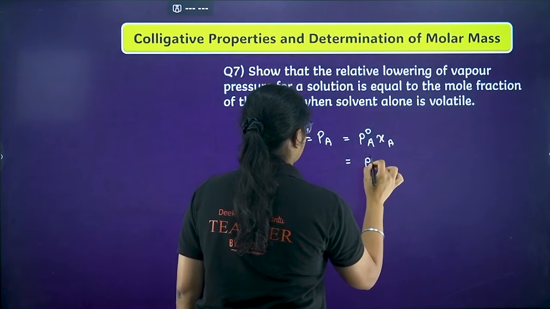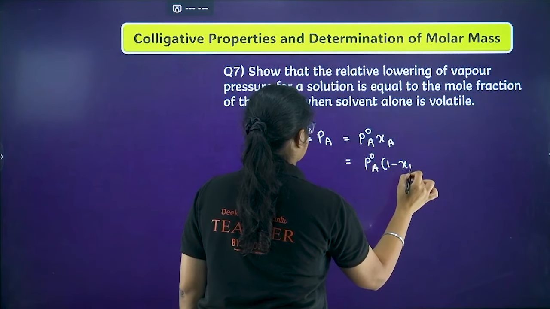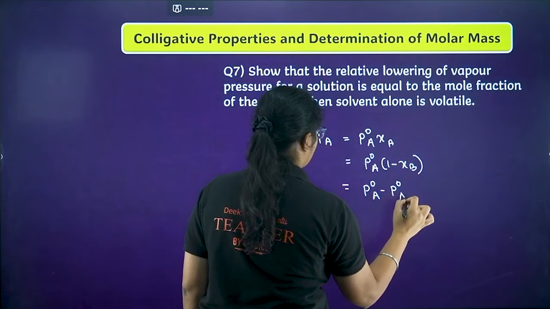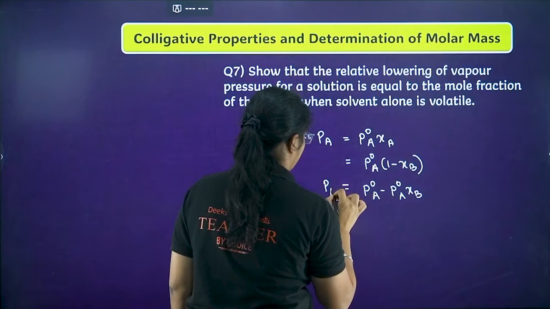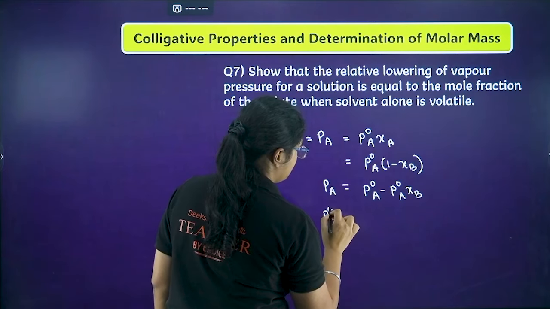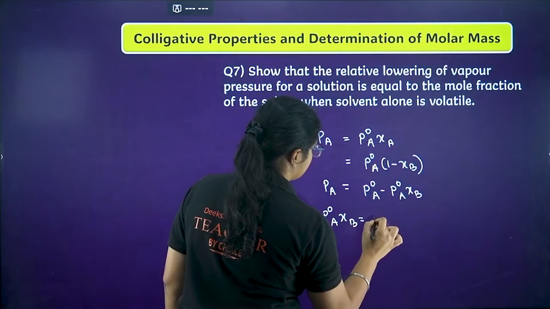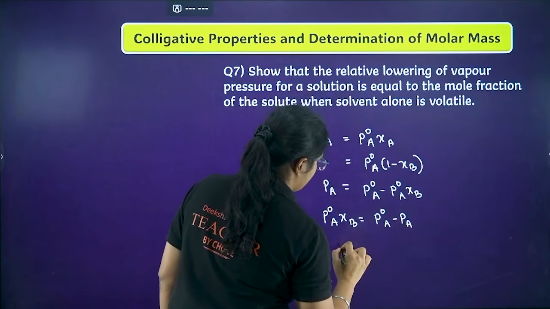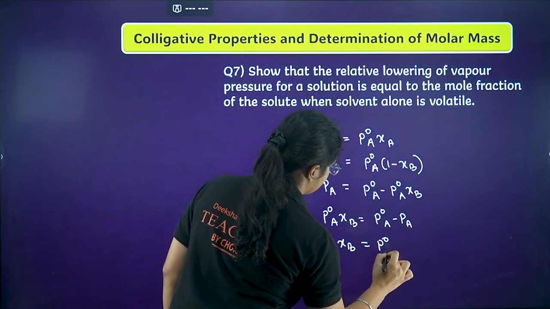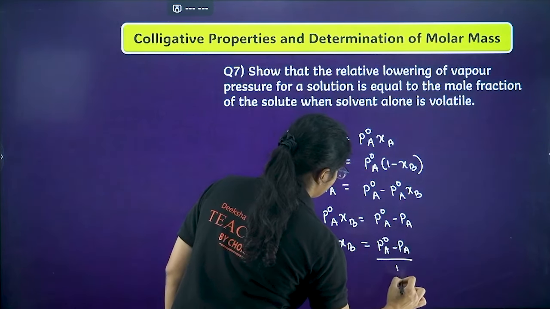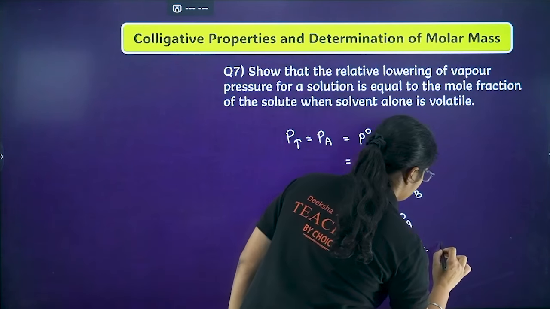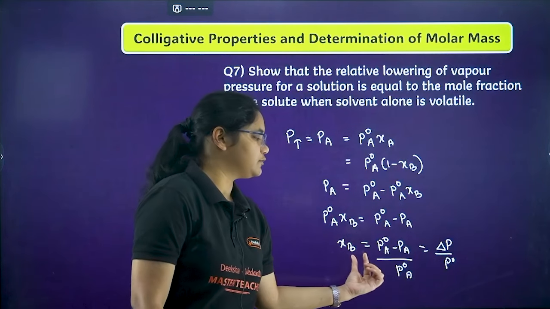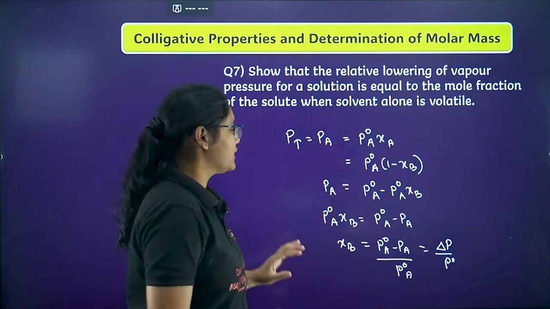And how can I write this one? XA is equal to 1 minus XB. Now if I write P naught A minus P naught A XB is equal to PA, then we have P naught A XB is equal to P naught A minus PA. And now XB is equal to P naught A minus PA by P naught A, and this is nothing but your relative lowering of vapor pressure. Delta P by P naught is equal to XB, right? That is how we can calculate.